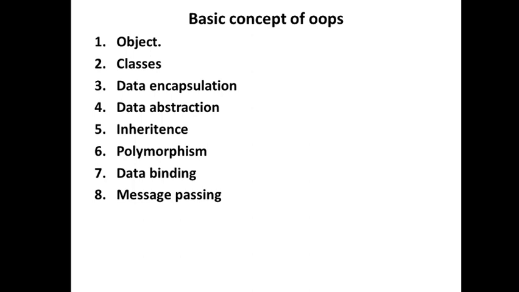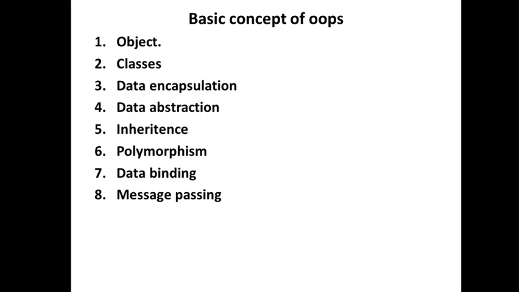What are the basic concepts of object oriented programming? Number 1, object. 2, classes. 3, data encapsulation. 4, data abstraction. 5, inheritance. 6, polymorphism. 7, data binding. 8, message passing. Now this is also coming for the 2 marks in exam. That is, a question is coming, list out what are the basic concepts of object oriented programming.